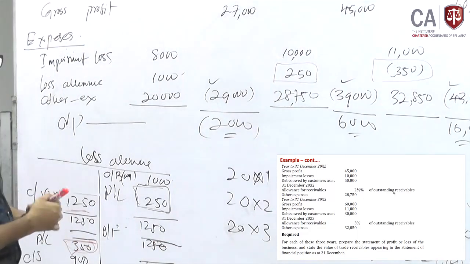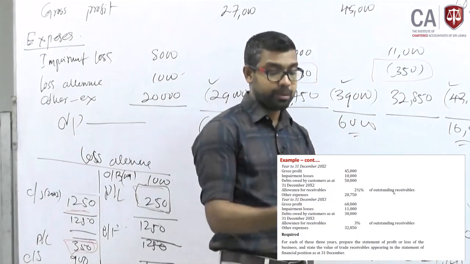So how can the examiner test this? At the end of the third year, what's the amount you charge to P&L?